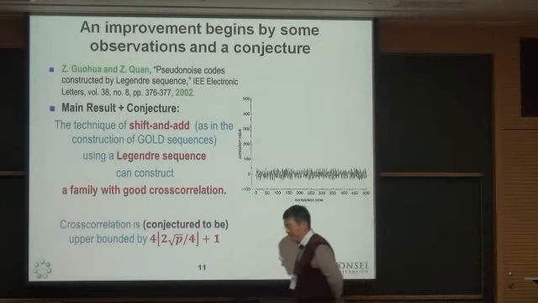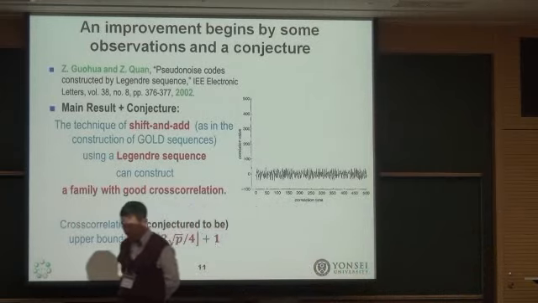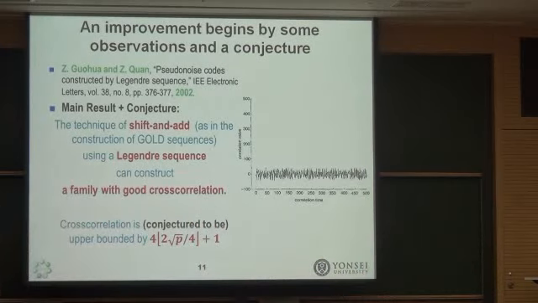The major improvement from that, I'm not sure, but I think came from some observations and a conjecture by Guohua and Kwan in IEEE Electronics Letters on constructing families of sequences using the Legendre sequence, which is another character sequence. You know, it's very famous. It's quadratic characters. They presented the result that taking a shift and add, that's the key idea, shift and add, as in the construction of Gold sequences. Using Legendre sequences, they were able to construct a family with very nice correlation properties, but unfortunately they were not able to prove it.